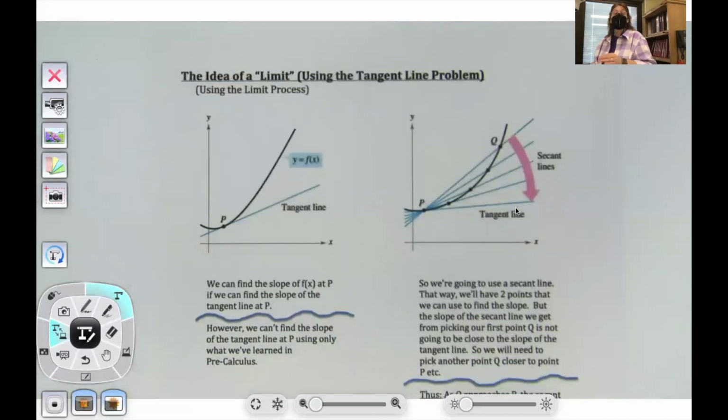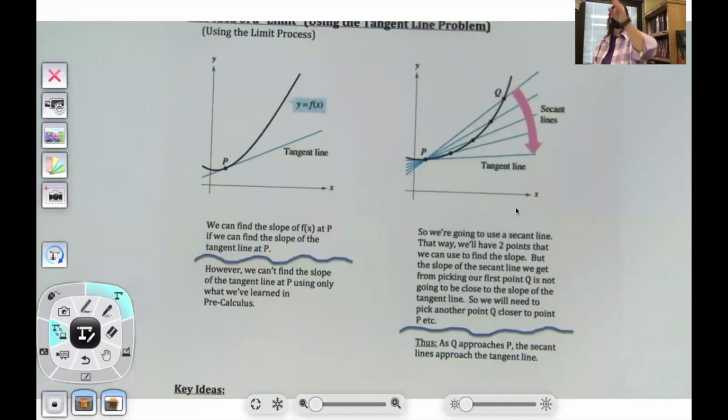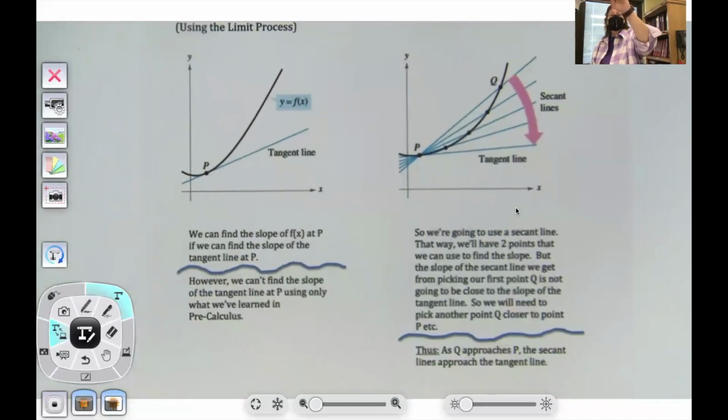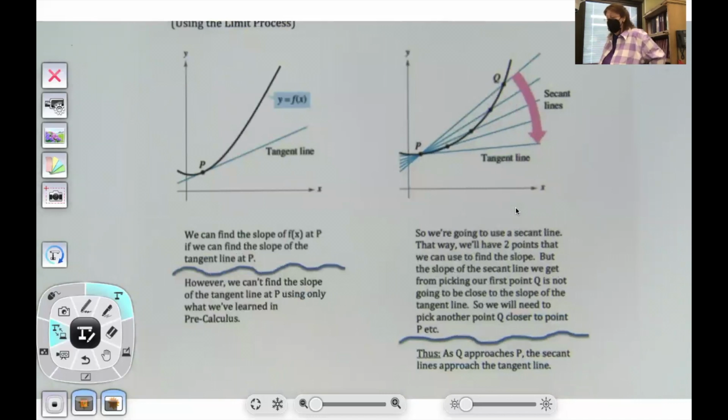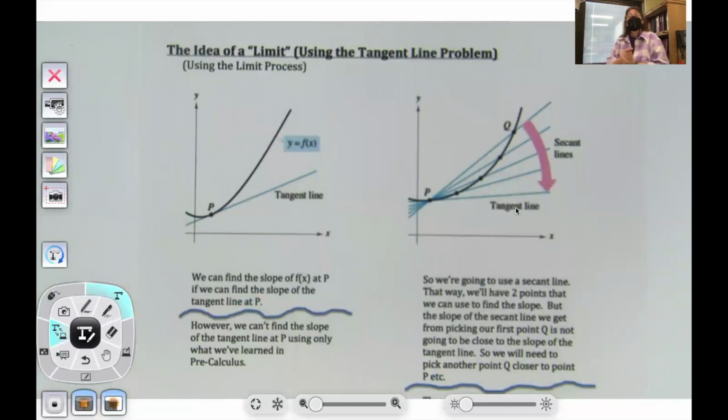Now let's take a look at a couple pictures here. Like I said, all of these are on my website, so if you want to download them later so that you have them in your notes and print them, you're more than welcome to do that. Let's do the top of this. We're going to look at the idea of a limit, and on this particular problem, it's going to be a tangent line problem. We're going to conceptually understand it using a limit process.